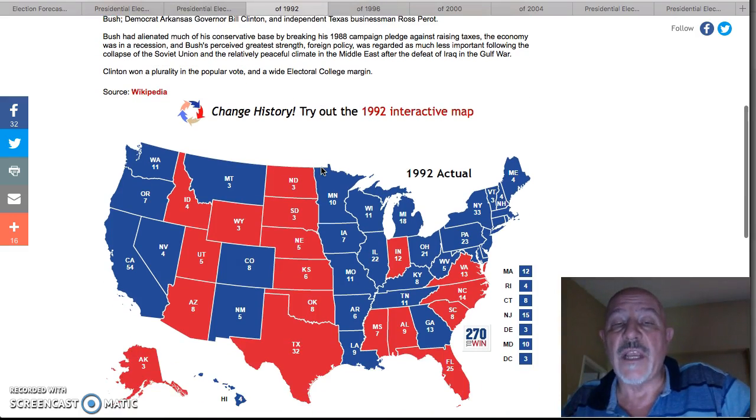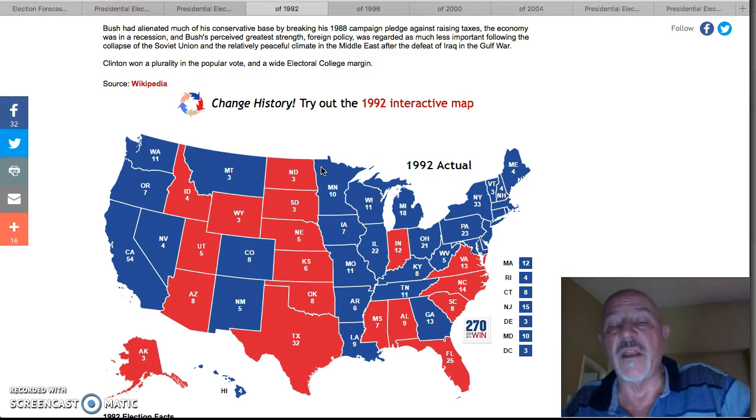Now, remember, it takes 270 to win. And where that 270 is determined is that whenever you look at the entire map, there are 538 votes. And so, if we cut that in half, then we will have 270 that are going to be necessary in order to win. That will be just over half of that original 538. So this is what happened with Clinton's first election.